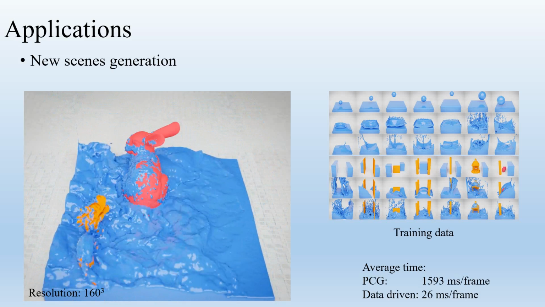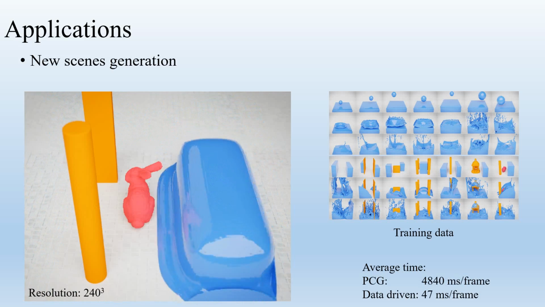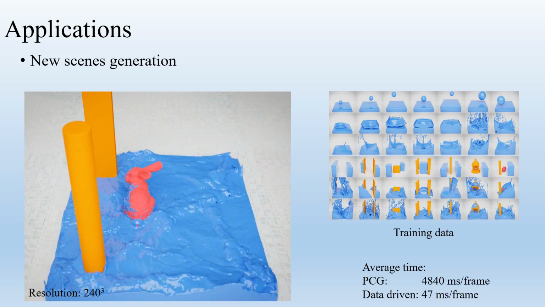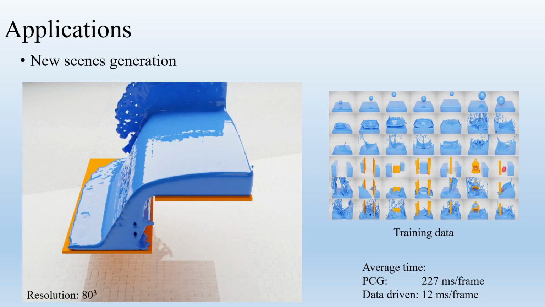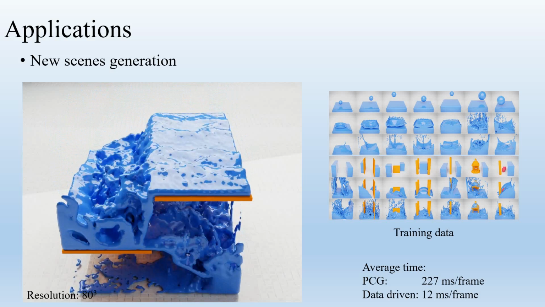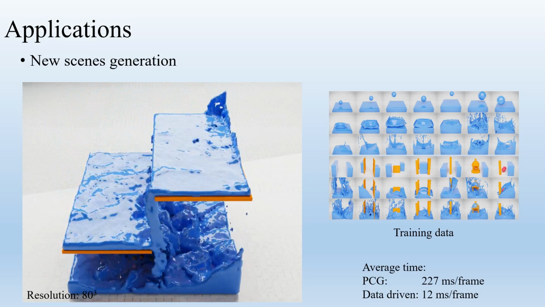With our trained network, once new boundaries and liquid initial conditions are provided, we can generate new liquid animations in a very short time. Even when the resolution and boundary conditions are very different from the training data, we can still generate convincing phenomena with our neural network.